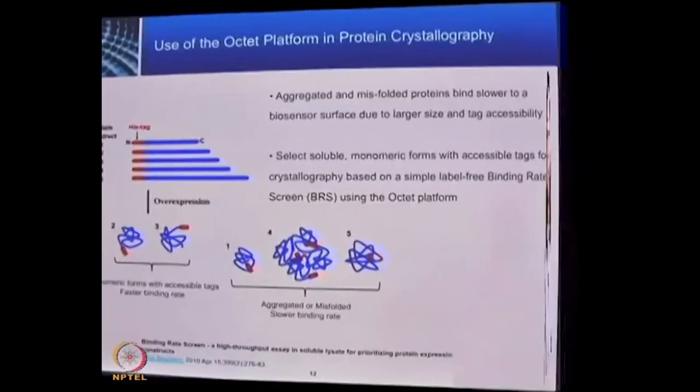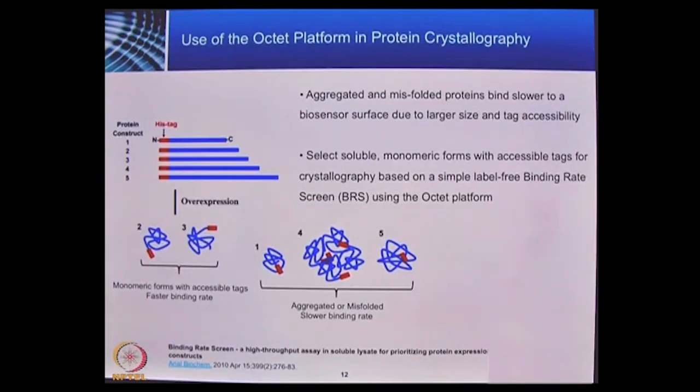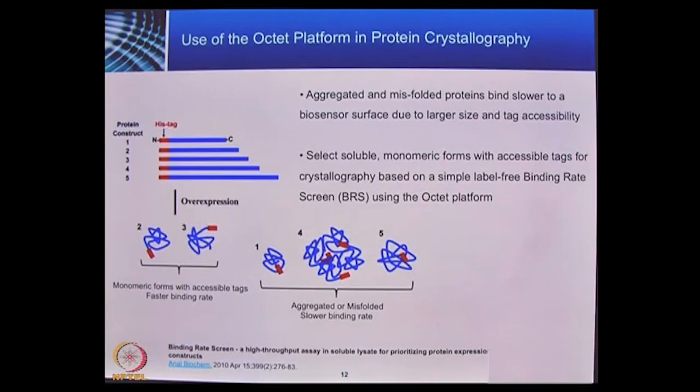I would like to show you how to use BLI technology to select the right construct for protein crystallization studies. In these experiments, the researchers would like to crystallize some constructs at different truncations. What they have done is attach the His tag to the protein as a His-tagged protein. So the experiment is carried out based on two assumptions.